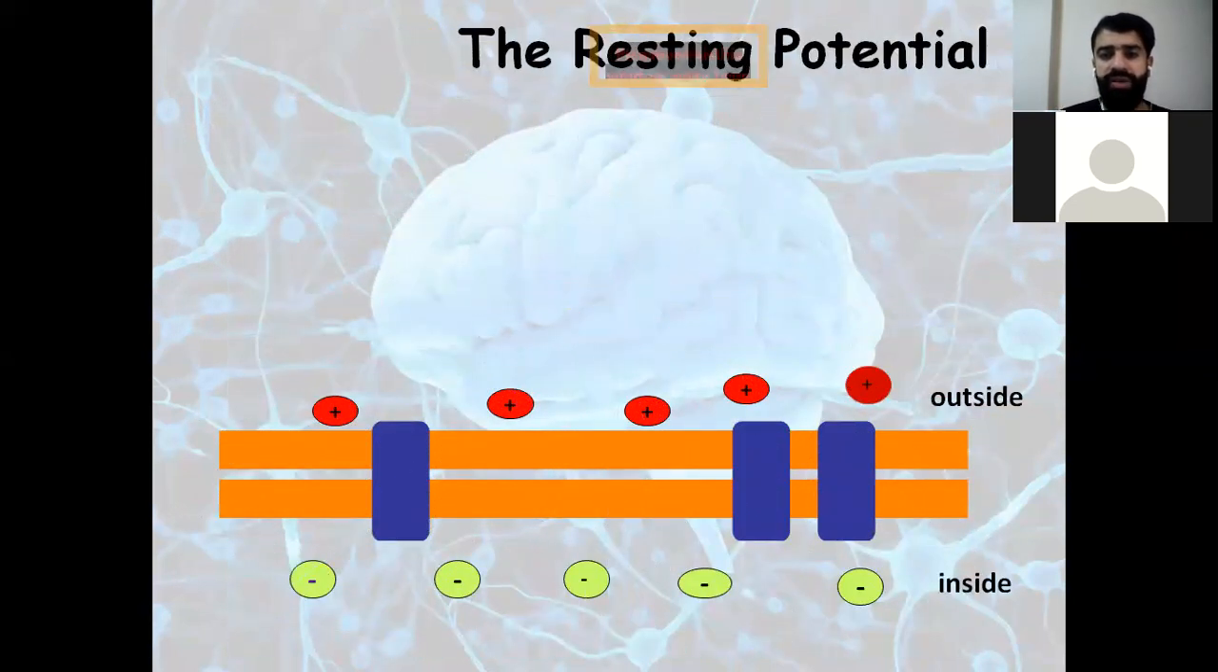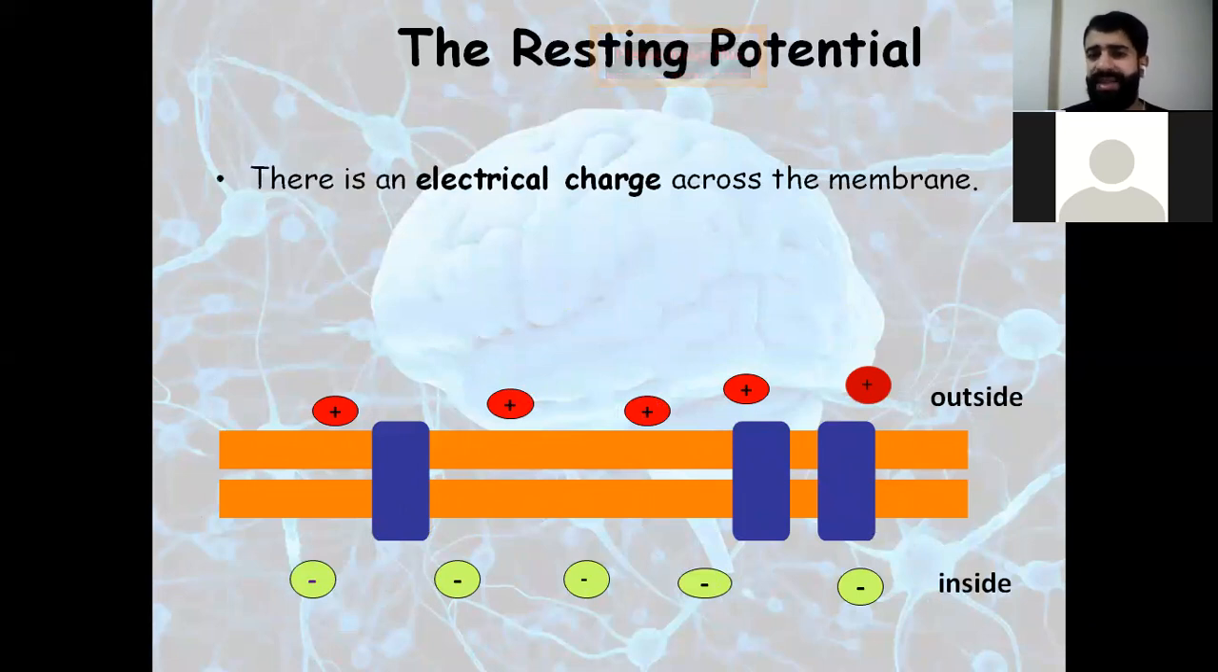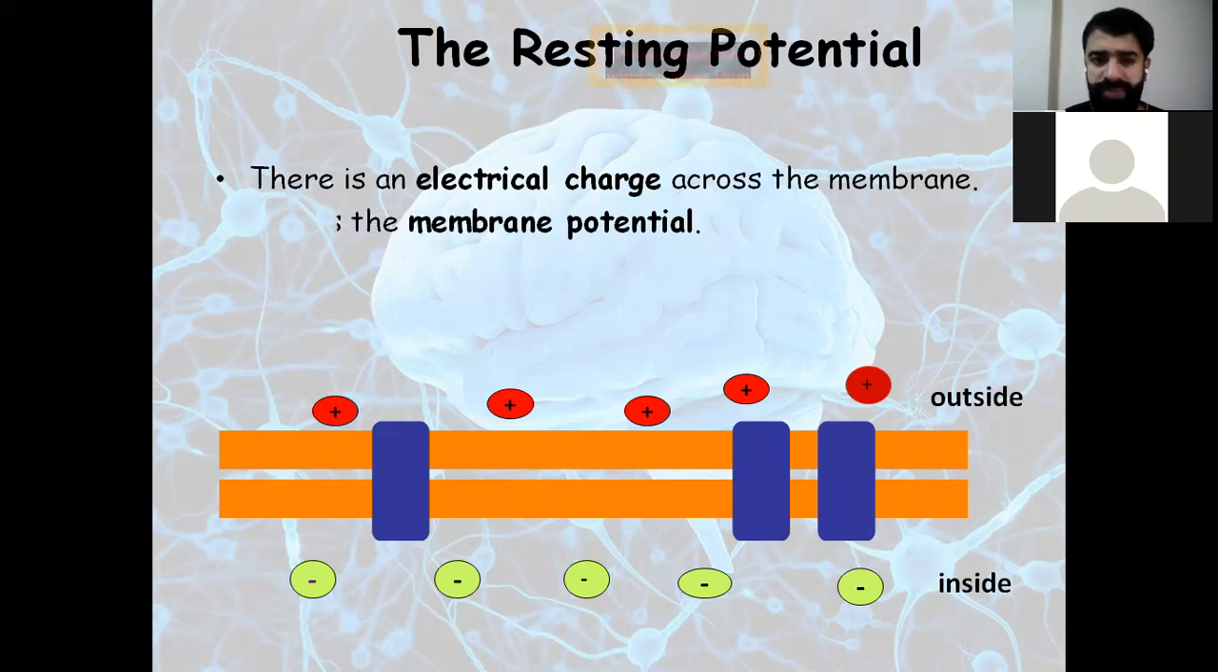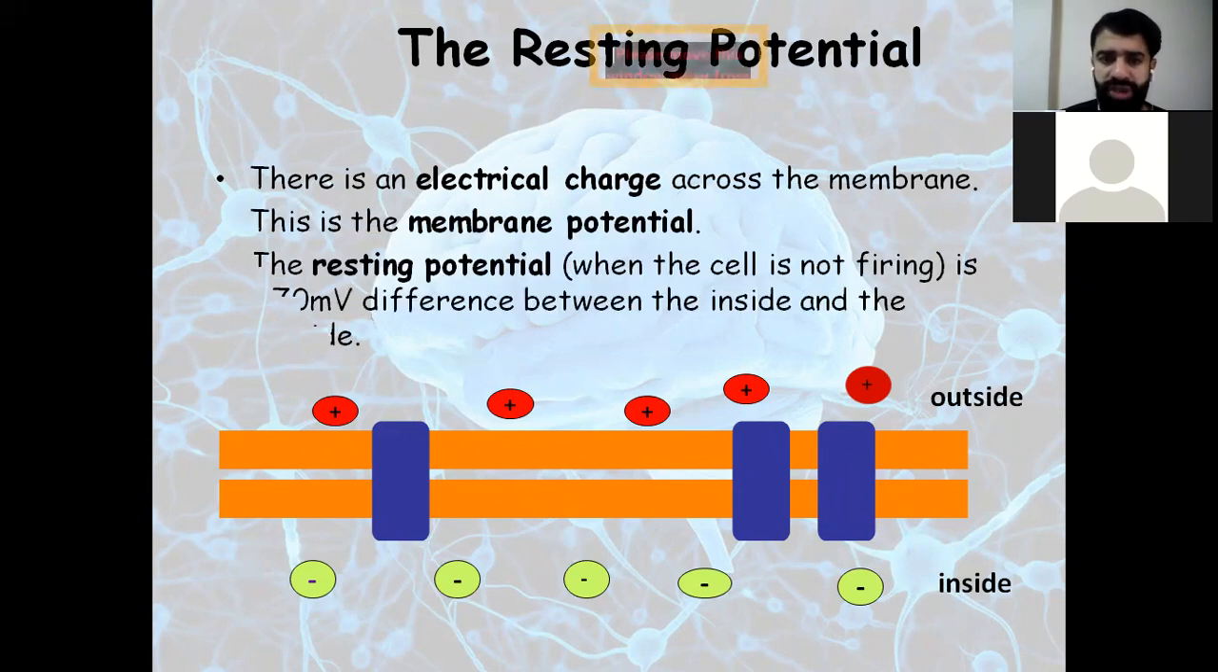So moving to here, the resting potential. There is an electric charge across the membrane. We have ions, and these ions are responsible for this potential difference. So the resting potential, when the cell is not firing, not active, not working, is equal to minus 70 millivolt. It is the difference between the interior and the exterior of the nerve fiber.